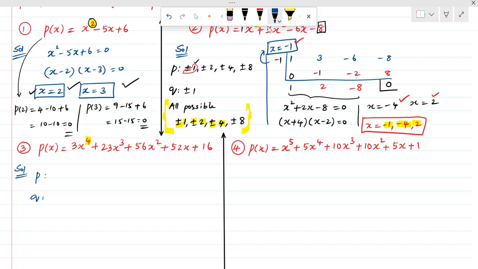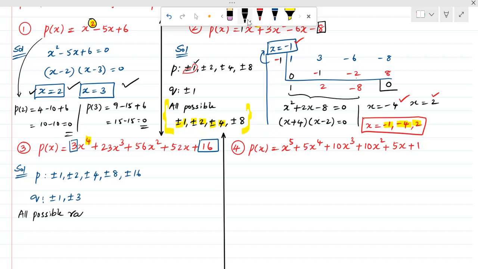So the p value. What is the p value? I will check, the p is 16. So what are the factors of 16? 1, 2, 3 not possible, 4, 5, 6 not possible, 7 not possible, 8, then 16. And what are the possible factors of 3? Plus or minus 1 and 3. So what are the possible zeros? All possible zeros.